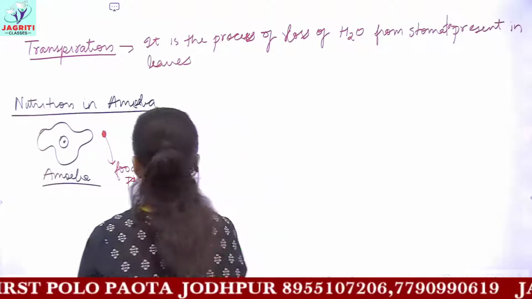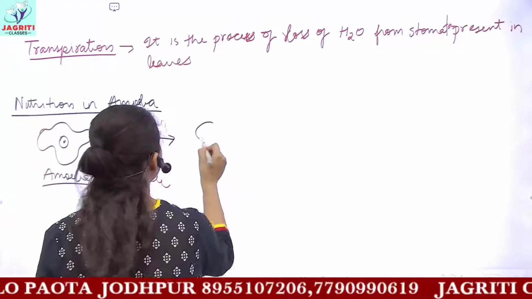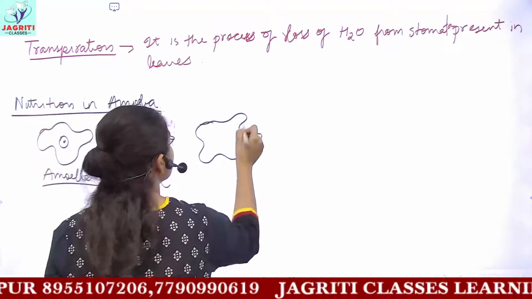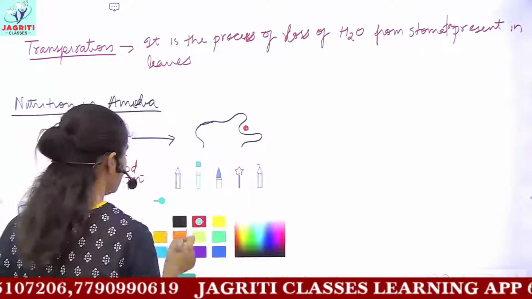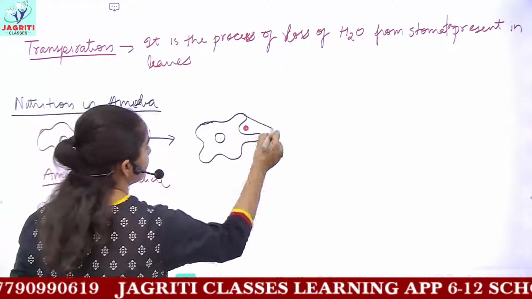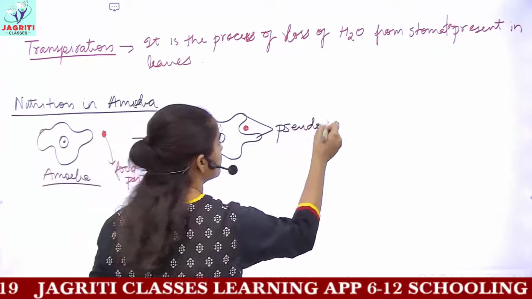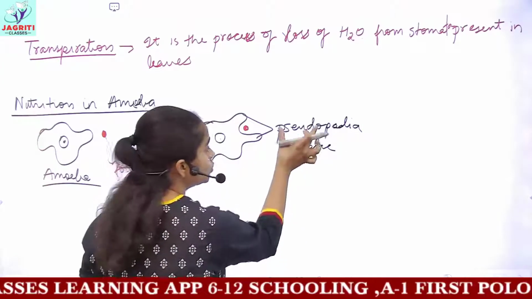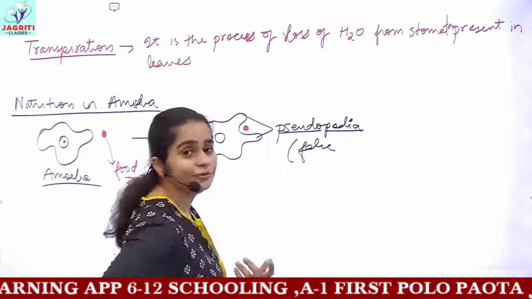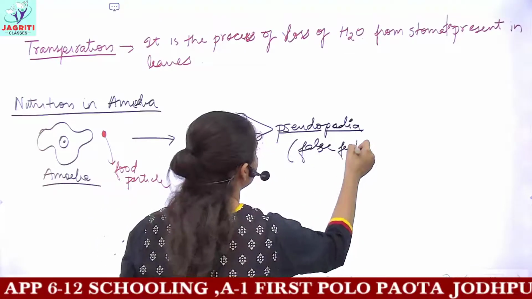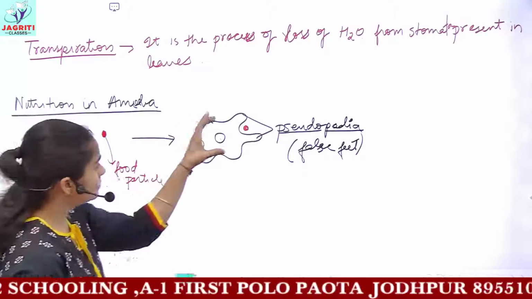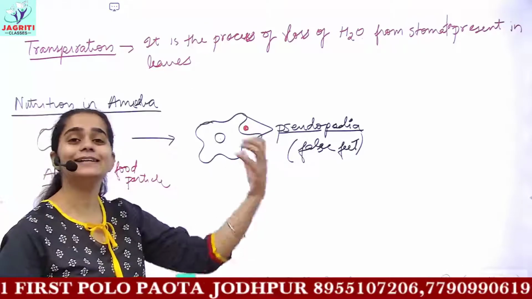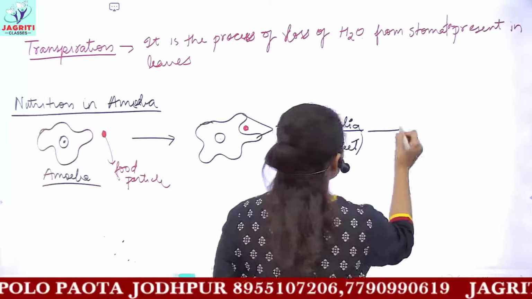So the next situation would be what? This amoeba will move towards the food particle and form a similar structure. That is, this structure of amoeba is called pseudopodia. This pseudopodia is also called false feet. Pseudo means false and podia means feet required for locomotion. So pseudopodia become your false feet because this amoeba wants to entrap or absorb this food particle to get it inside its body.